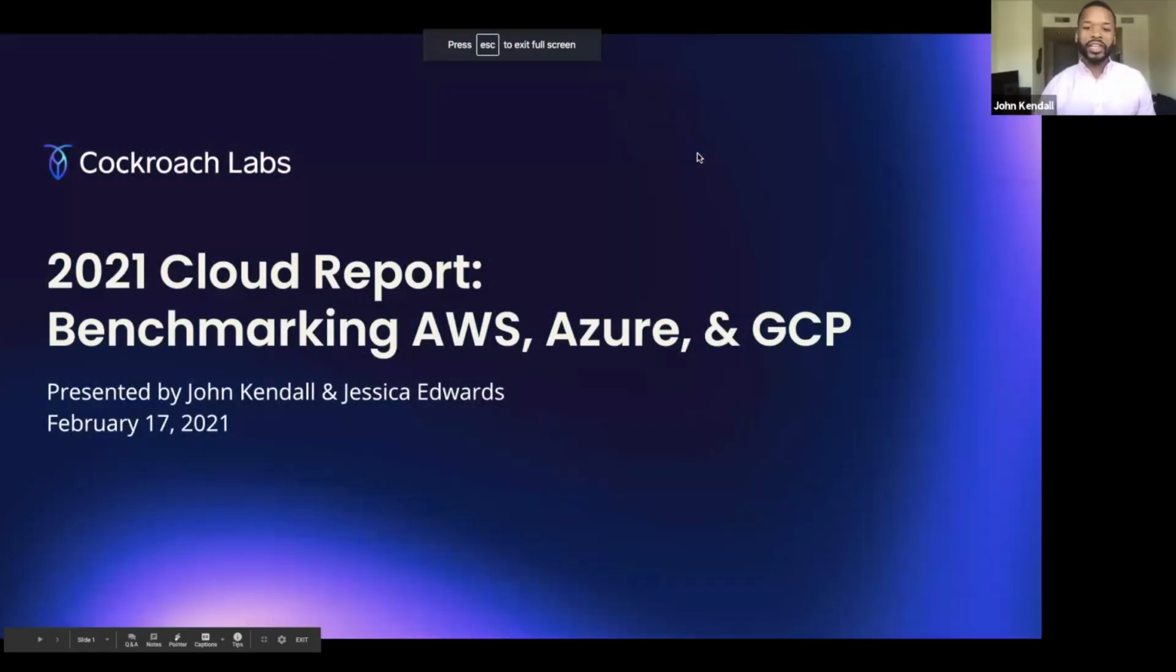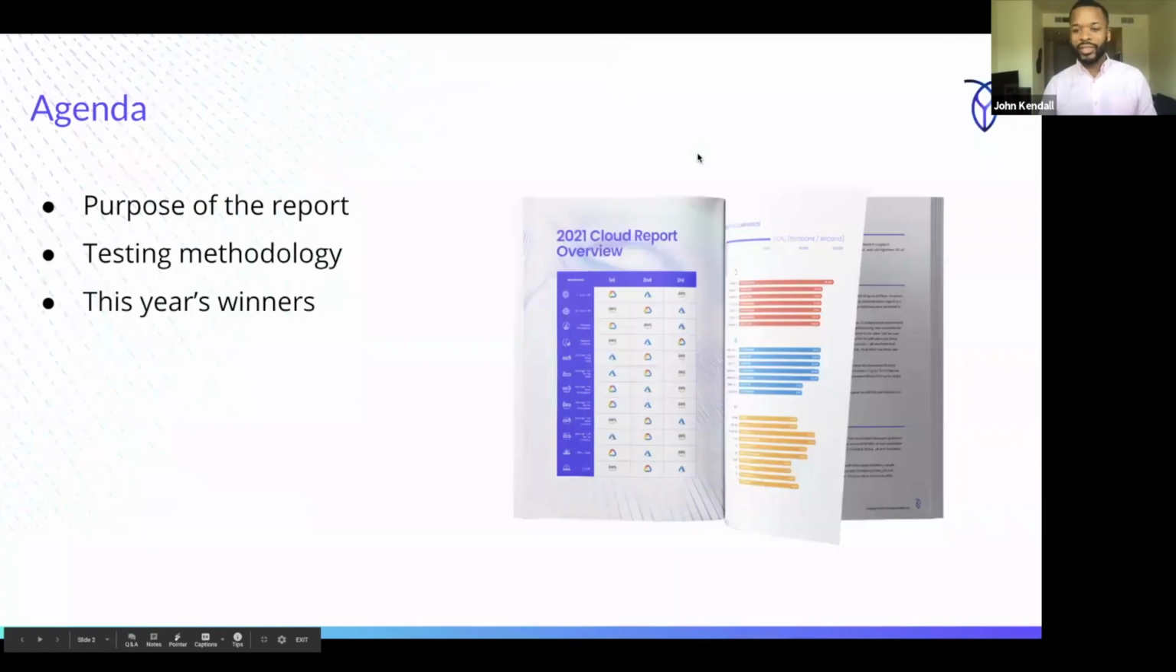So, benchmarking AWS, Azure, and GCP. I'm briefly going to discuss why we do this report, why we take on this huge task of benchmarking the clouds, our methodology, give you a preview of that, as well as highlight some of the highlights from each of the clouds this year.